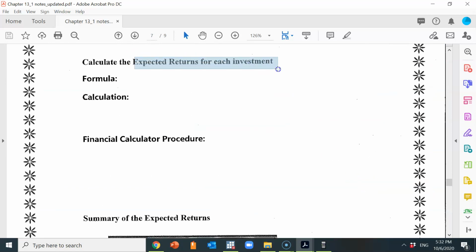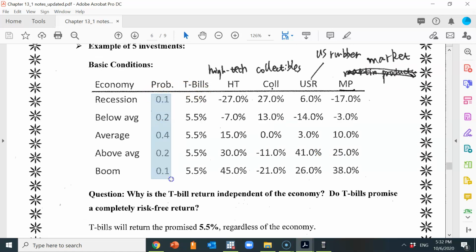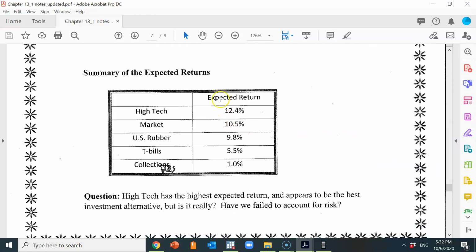Calculate expected return for each investment. Okay, so you could use what we just learned, use these 5 probabilities multiplied by each return in each scenario and add them up to calculate the expected return. Or you could input the probabilities as Y, returns as X in the calculator. So you could see X bar, expected return, and standard deviation of each stock. Okay, so you could calculate expected return by yourself after class.